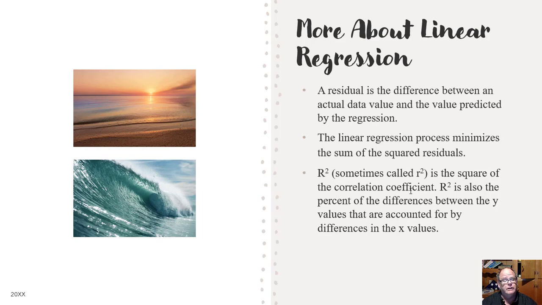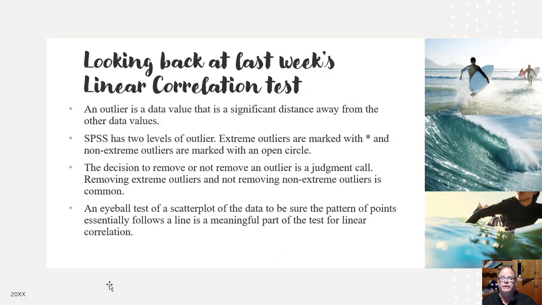You'll notice also in your results for this week, there's a thing that's calculated as a capital R squared. Sometimes they call it little r squared. It's the square of the correlation coefficient. It's really the same thing as from last week, but we're going to square it. Our capital R squared is also the percent of the differences between the y values that are accounted for by differences in the x values. And we're going to use it as our effect size as well for linear regression.